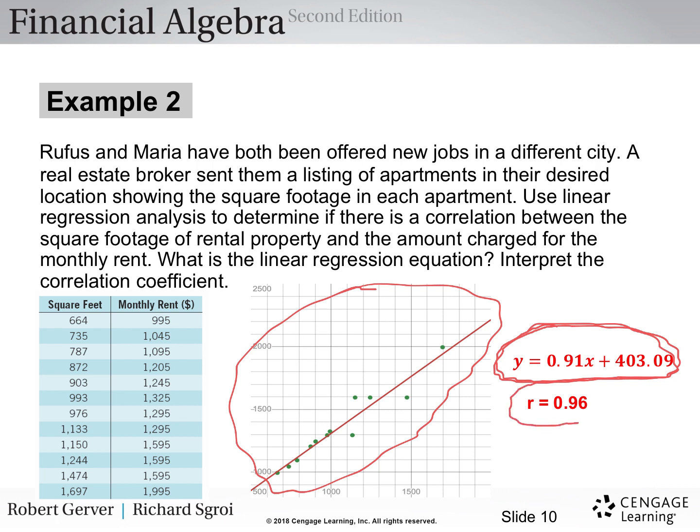That's R over here, which is almost 1. It's 0.96. So what is this telling me? Well, the fact that R is so close to 1 indicates that there's a very strong correlation here, that as square footage increases, monthly rent correspondingly increases in a linear fashion. And that's what this equation for the straight line approximates, the data that we see in the scatter plot.